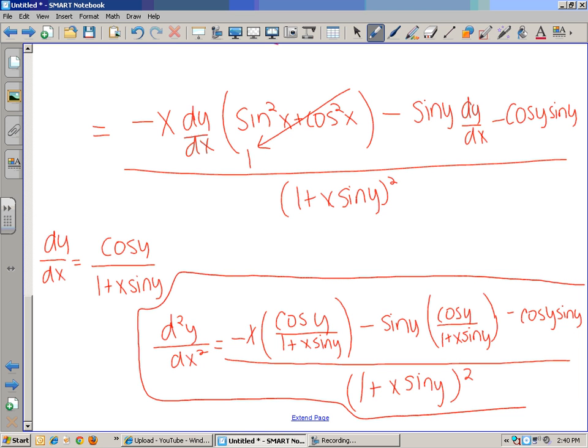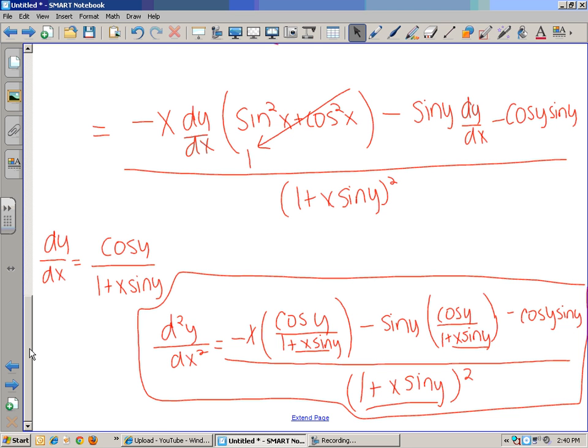Because I'm hoping there would be a point I could evaluate at. I'm not going to make you worry about the common denominator here. That's just going to look super ugly. And so we'll just leave it at this, okay? But theoretically, you could simplify and get rid of the 1 plus x sine y from the end.